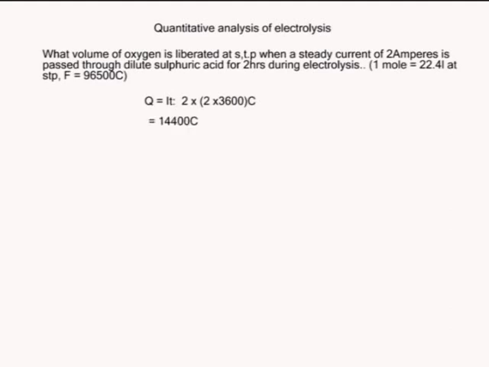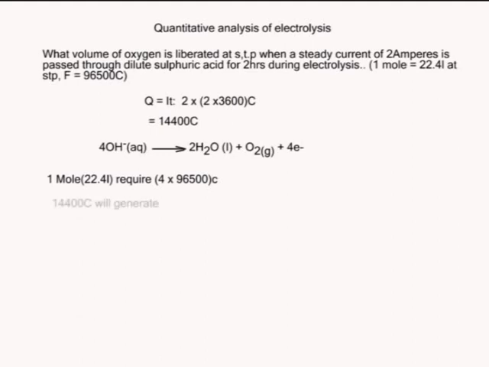14,400 coulombs. Now, the equation for the liberation of oxygen is indicated here. 4 hydroxyl ions will give us 2 water molecules plus 1 oxygen molecule, and that will require 4 electrons to be transferred. Now, 1 mole, which is equivalent to 22.4 liters of oxygen, requires 4 times 96,500 coulombs to generate. From that equation, you can see to generate 1 mole of oxygen, we need to transfer 4 electrons. And therefore, we need 4 times 96,500, which is a Faraday we've been given.